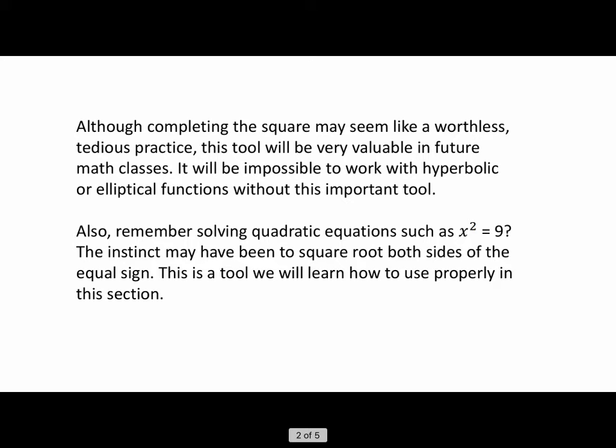Also, remember solving quadratic equations such as x squared equals 9? Your instinct may have been to just square root both sides of the equal sign, right? This is a tool we're going to learn how to use properly in this section.